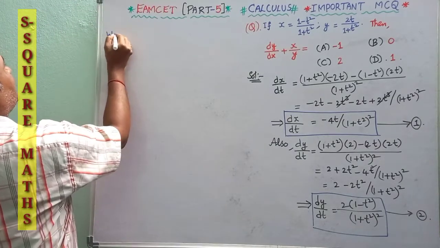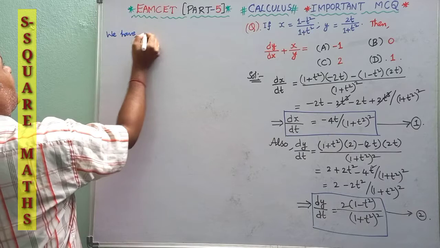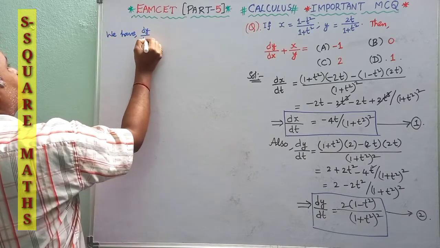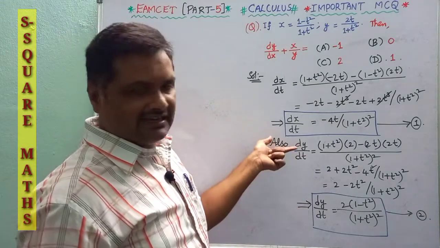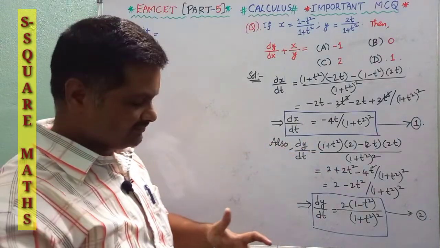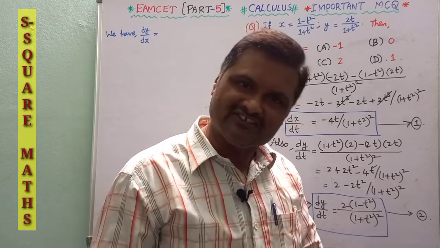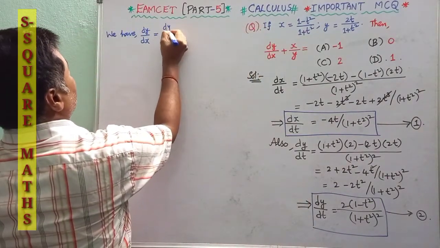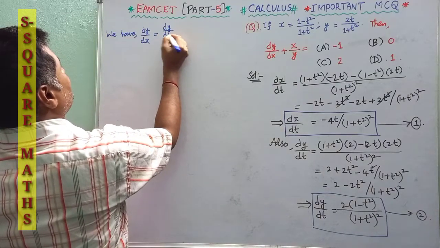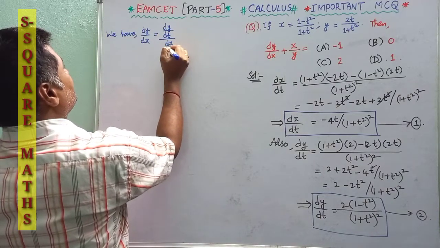Since it is a parametric differentiation, dy by dx can be written as dy by dt by dx by dt, according to the definition of parametric differentiation. So now here it is dy by dt by dx by dt.